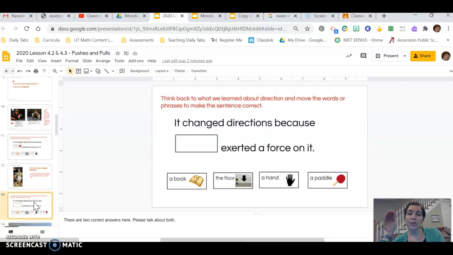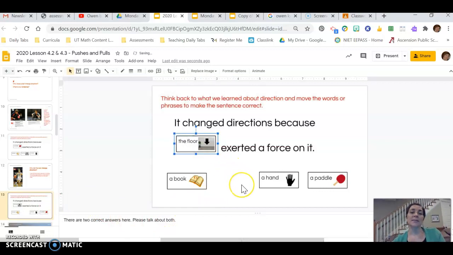So when she pushed the ball down, what made the ball come back up? It was the floor. Yes, so I could say that it changed directions because the floor exerted a force on it. But if you had a different answer, I don't want you to think you're wrong. Because after it hit the floor, it was going back up.